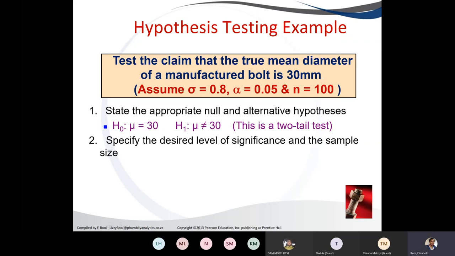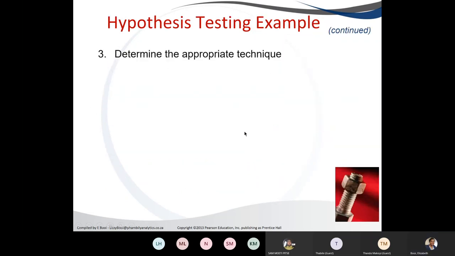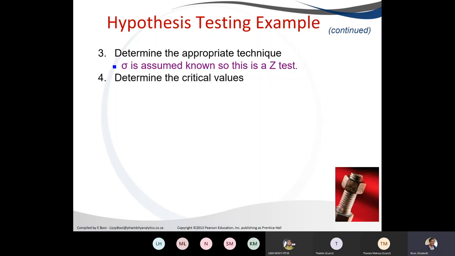Step number two, specify what you are given. Alpha is 0.05, n is 100. Determine the appropriate technique. I am doing a z-test because my population standard deviation is known. Determine the critical values. Remember I'm given alpha 0.05, like we did yesterday. To find the critical value, it's z of alpha divided by 2.